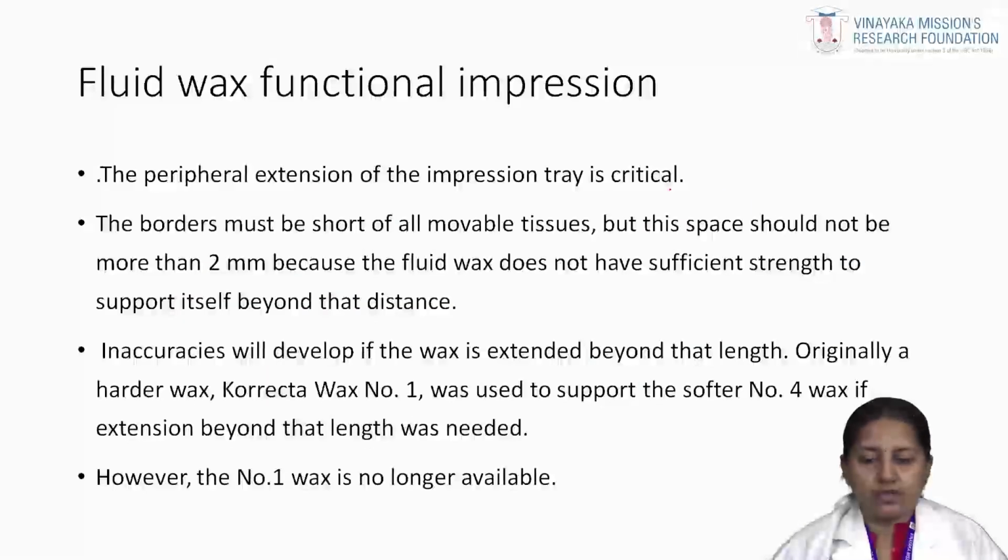The peripheral extension of the impression tray is critical. As we have already seen about the extensions, the borders should be short of all movable tissues, but this space should be more than 2 mm because the fluid wax does not have sufficient strength to support itself beyond that distance. Inaccuracies will develop if the wax is extended beyond the length. Originally, a harder wax, Correcta wax, was used to support the softer wax if extension beyond that length was needed.